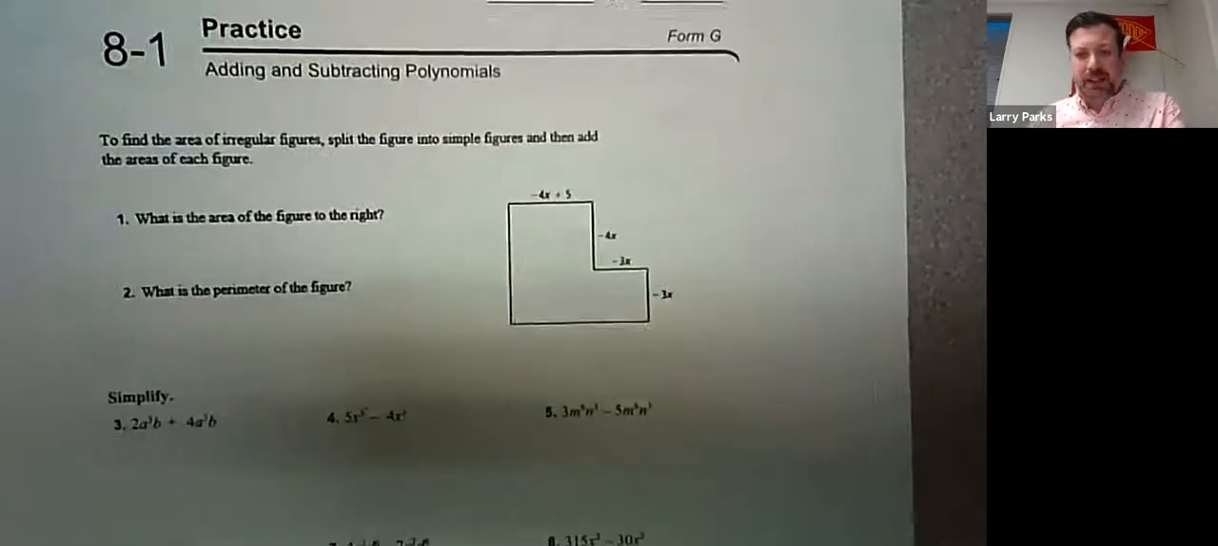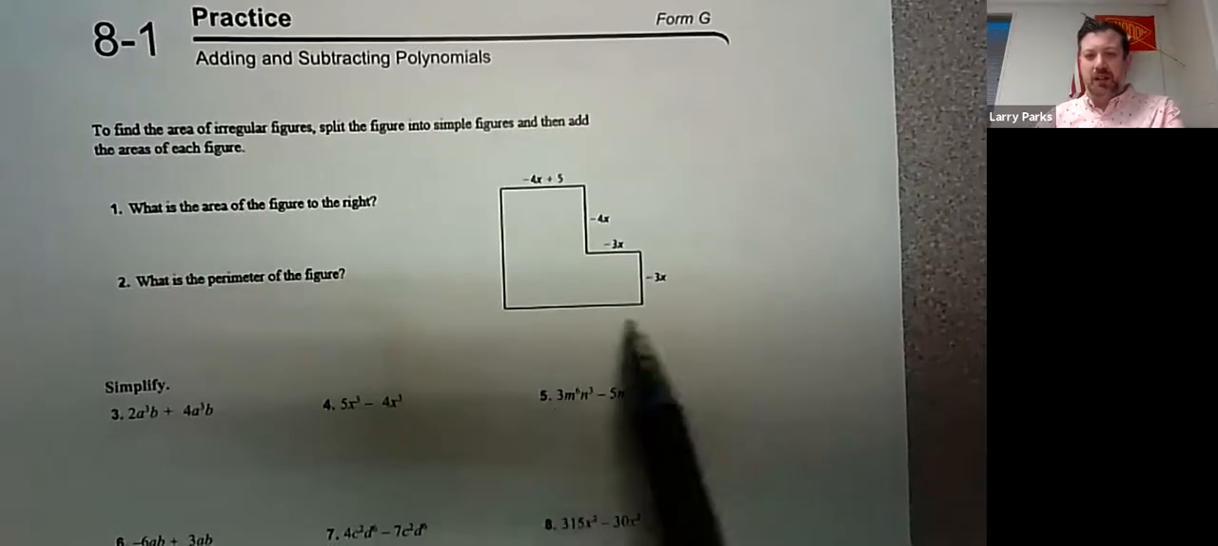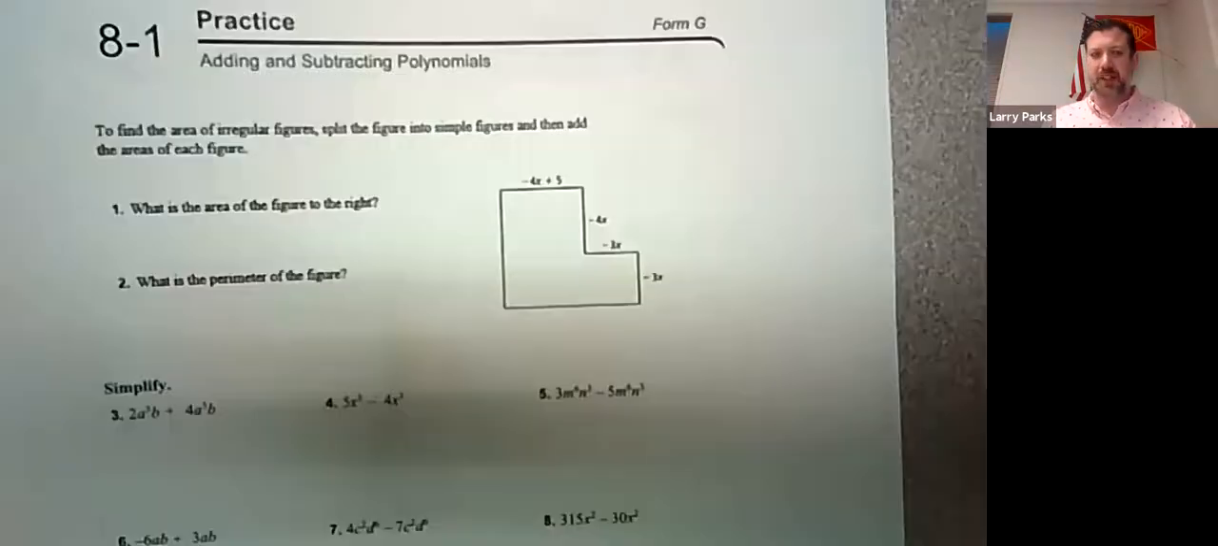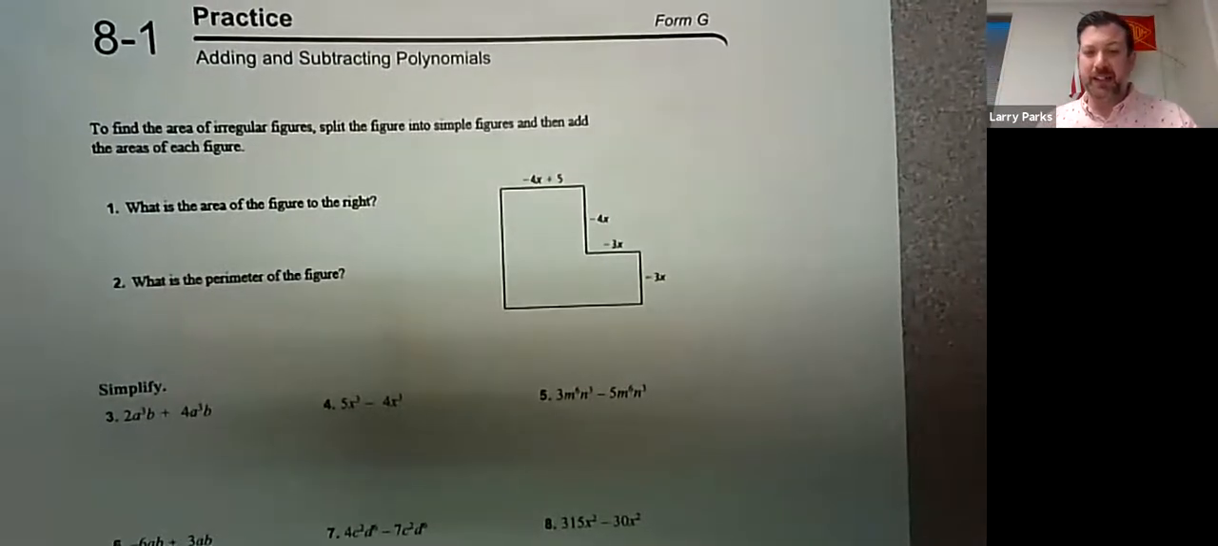So this is how it looks for Algebra 2. A little more abstract, no numbers. I mean, they are numbers, but they're algebraic expressions. So how do you find the area? Well, let's do the perimeter first. So perimeter, I add around the outside of the shape.